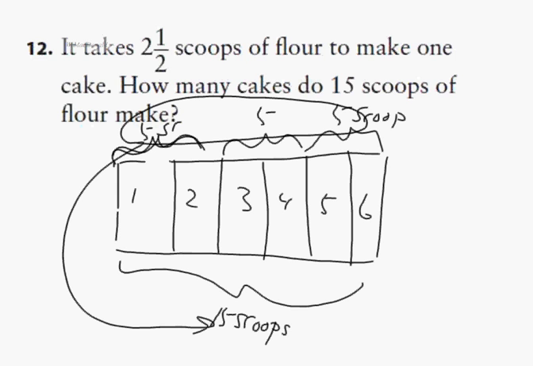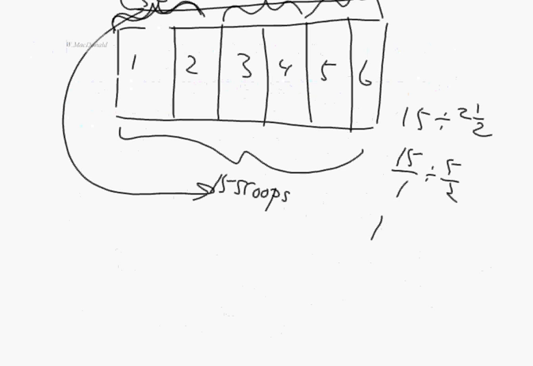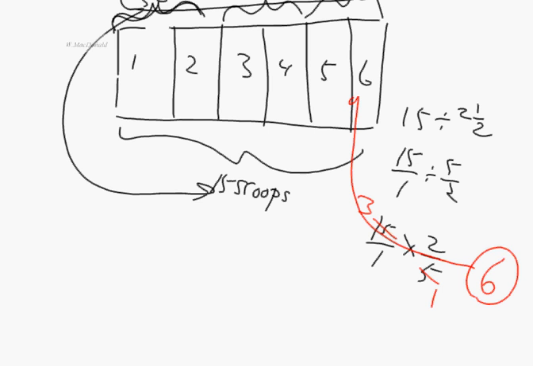But 15 scoops divided by 2.5 per cake would be 15 over 1 divided by 5 over 2, which is the same thing as 15 over 1 multiplied by the reciprocal. Cross reduce if you can. Yes, you can. 15 over 5 becomes 3 over 1. The product of your numerators is 6. The product of your denominators is 1. Therefore, you can make 6 cakes with 15 scoops.